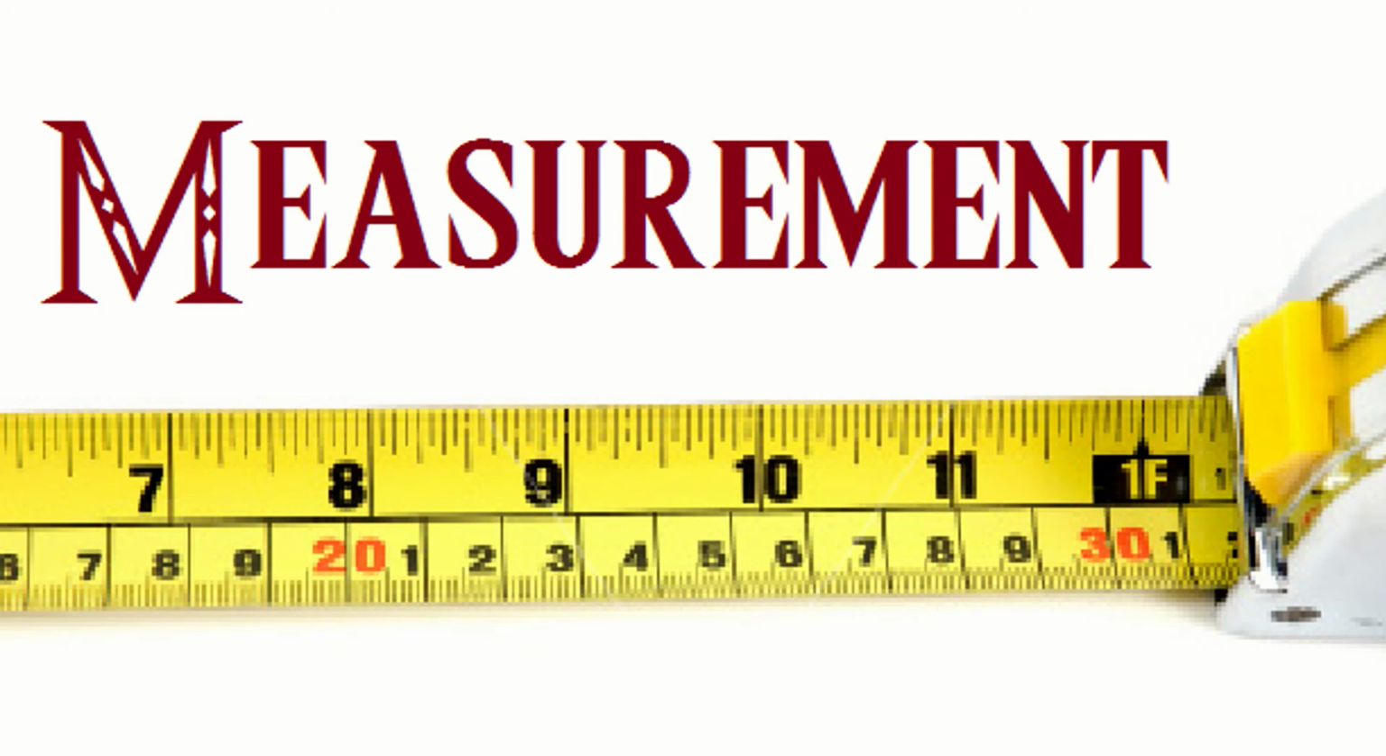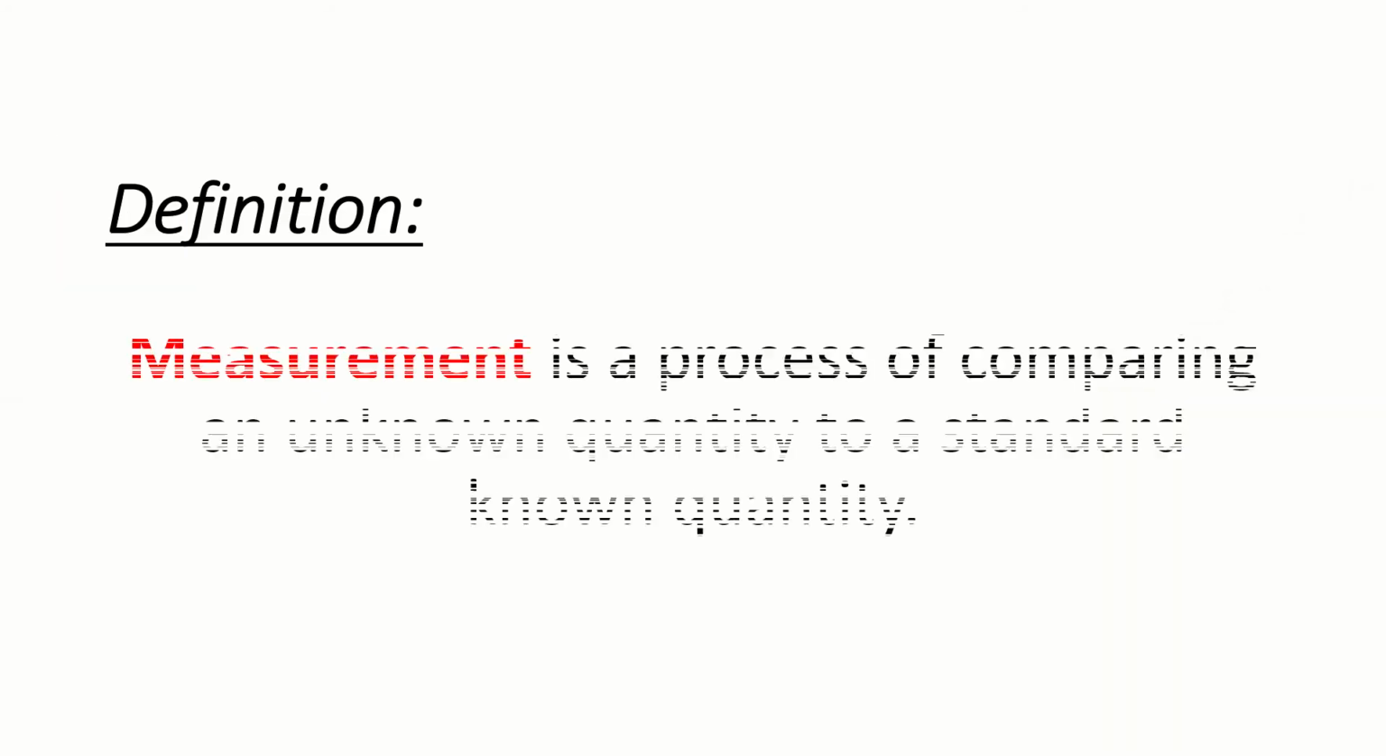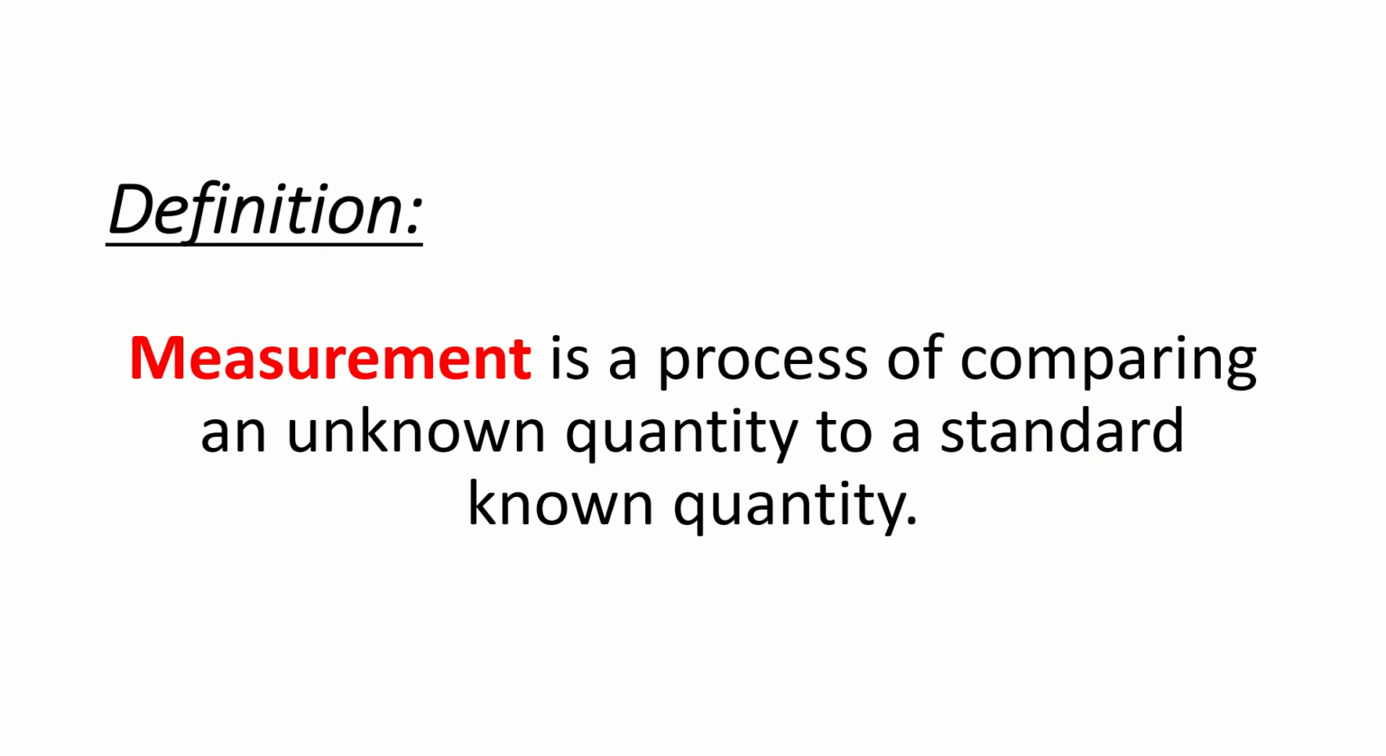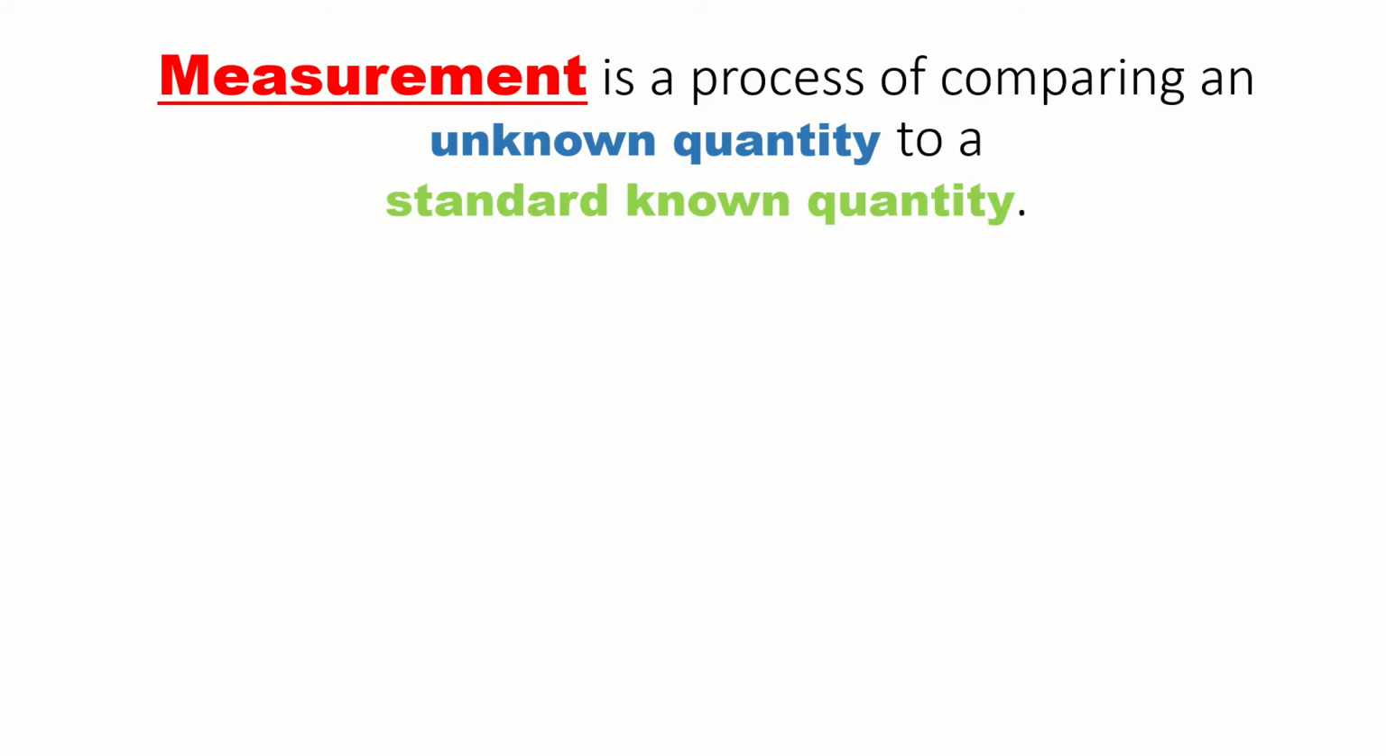So, how do we define measurement? Measurement is actually a process of comparing an unknown quantity to a standard known quantity. There are three keywords here to easily understand the meaning of measurement: the word comparing, then the statement unknown quantity, and standard known quantity.